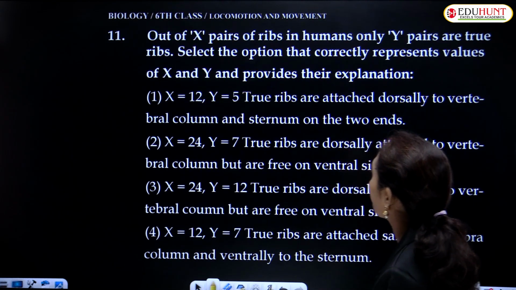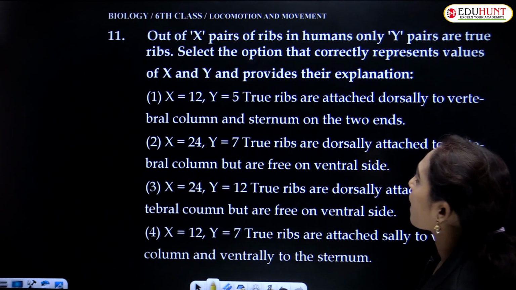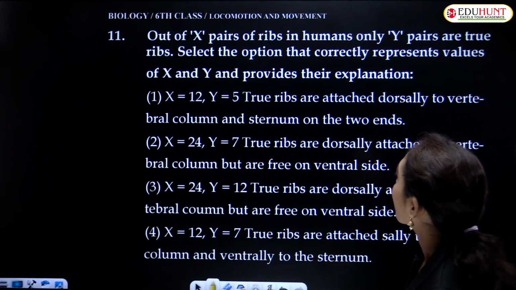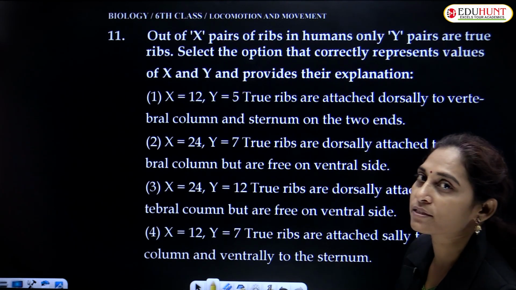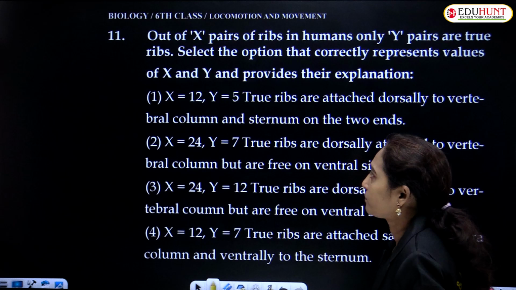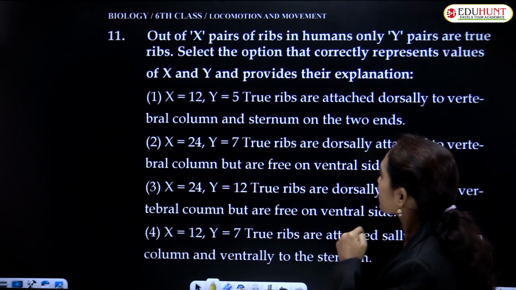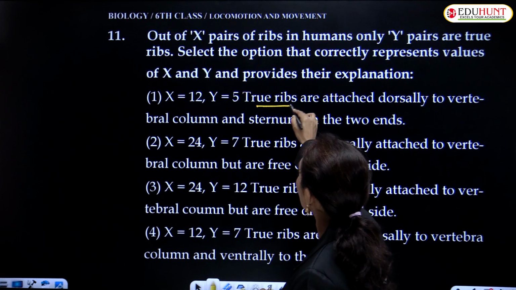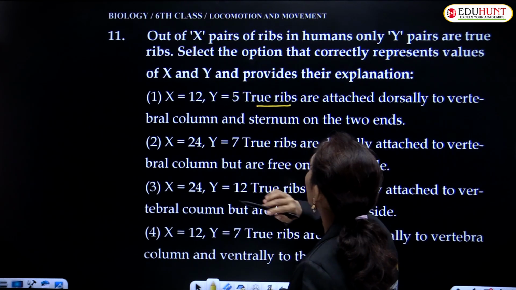Out of X pairs of ribs in humans, only Y pairs are true ribs. Select the option that correctly represents values of X and Y and provides their explanation. X is 12 pairs, Y is 5. Ribs are 12 pairs but true ribs are only 7 pairs.